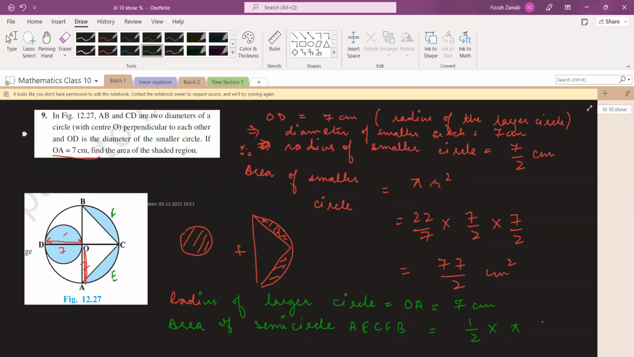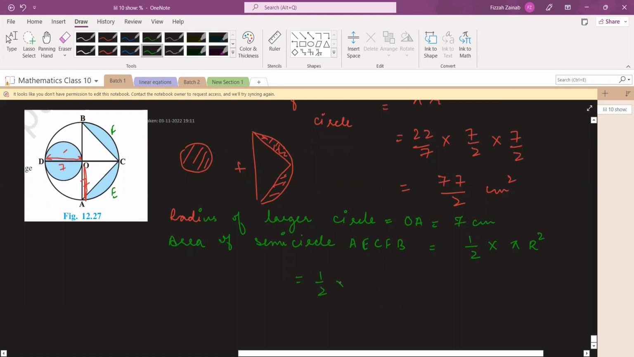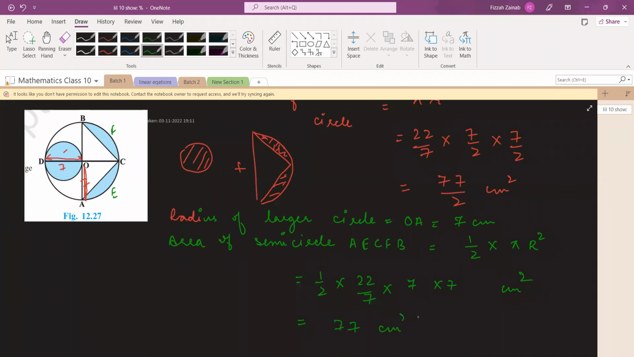So which is pi into R square; now you can use capital R because it's a different radius, right? So this is half into 22 by 7. Now this radius is 7, so 7 into 7. So you'll get the answer in centimeter square. Again, you can simplify, right? One 7 goes. This is 77 only centimeter square.